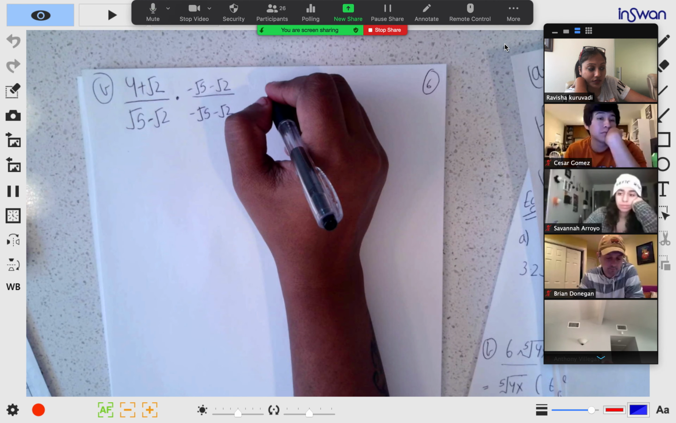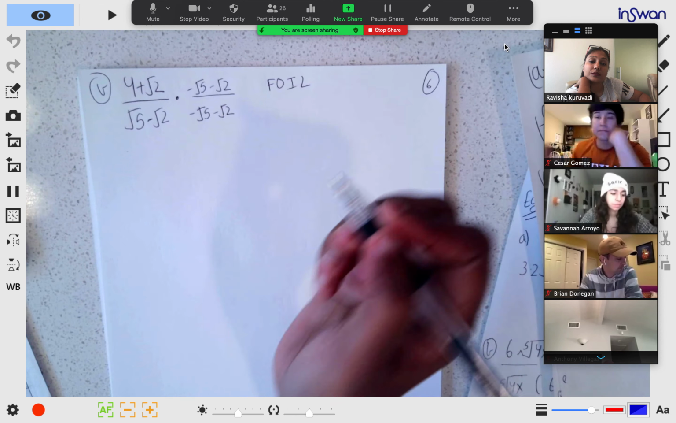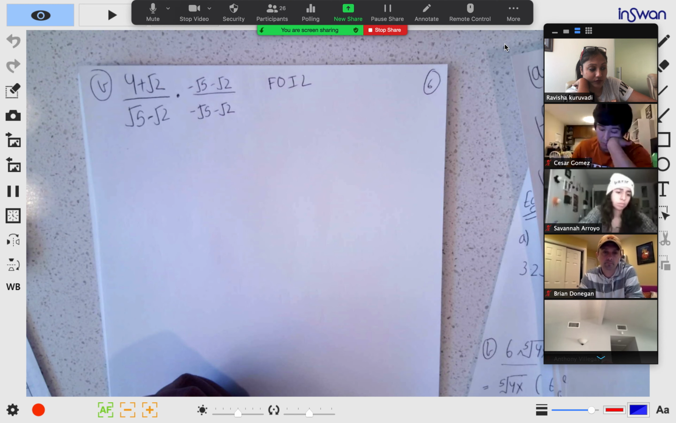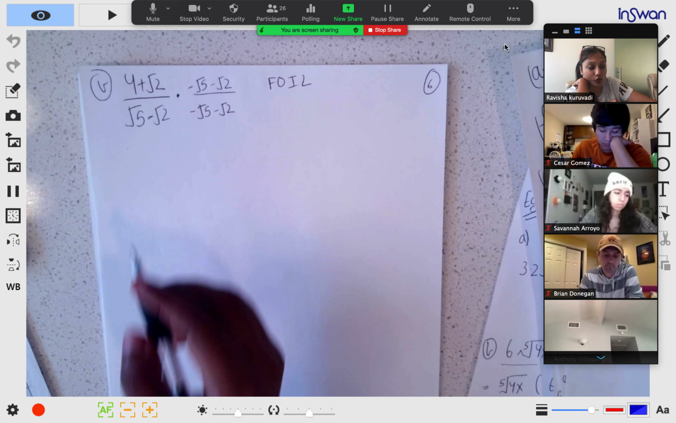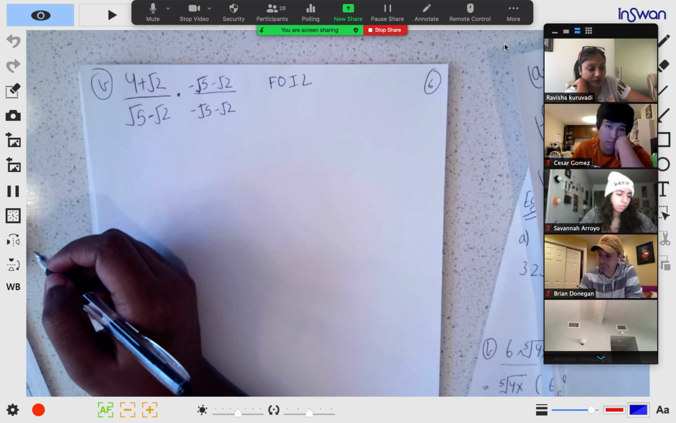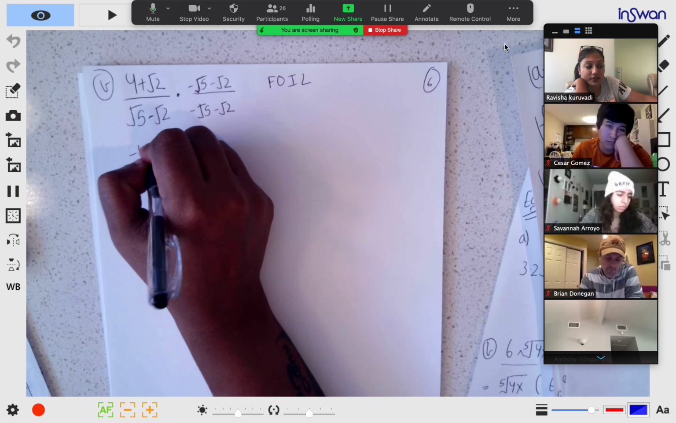Multiply the first terms. What are the first terms, Daniela? You multiply 4 by negative square root of 5. What is 4 times negative square root of 5? It's going to be negative 4 square root of 5. Perfect. What are the outer ones?